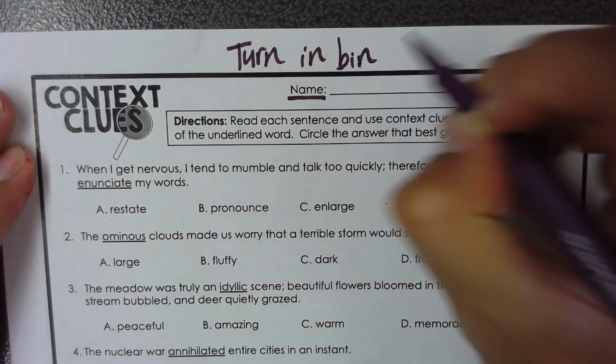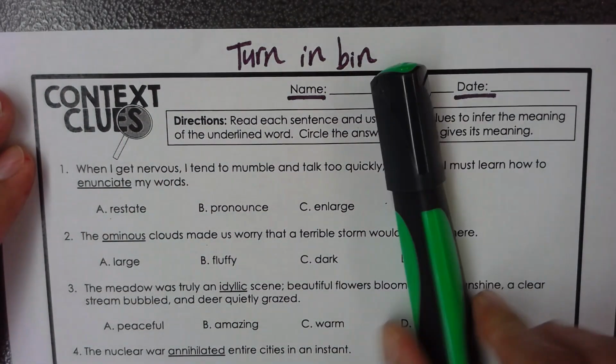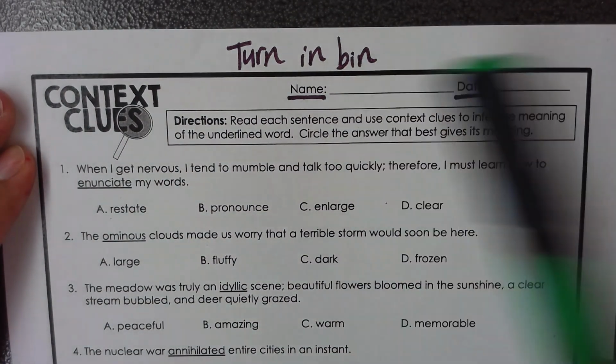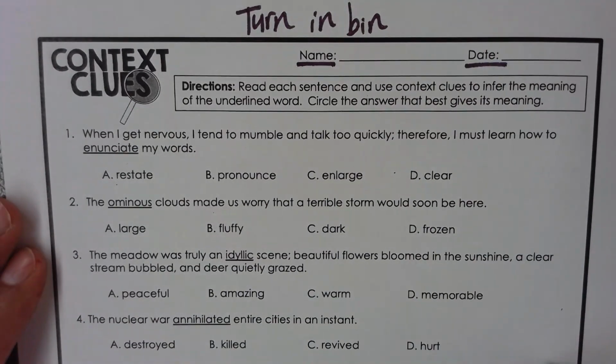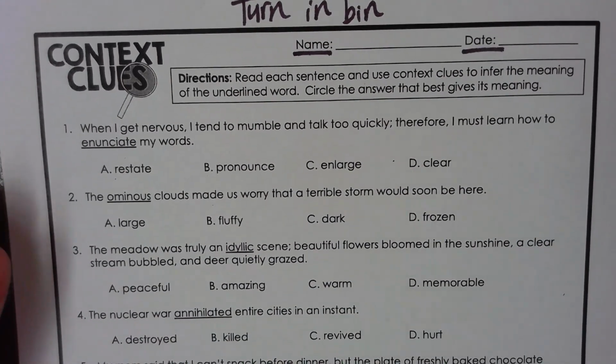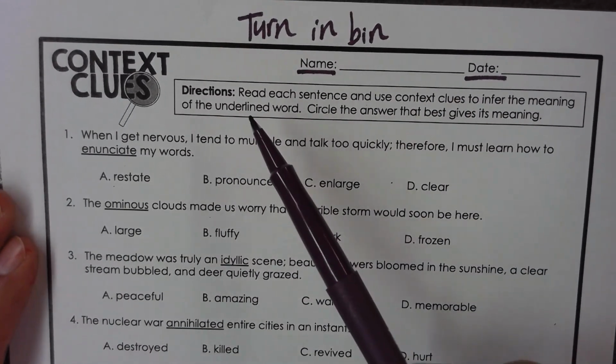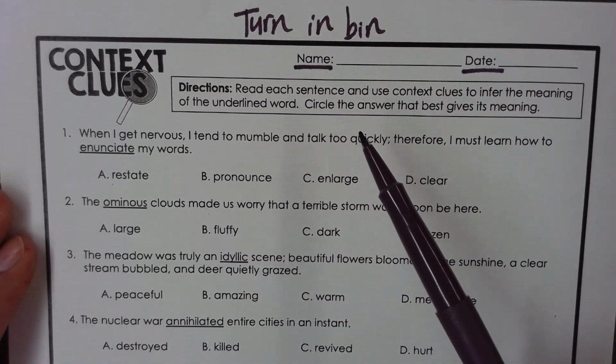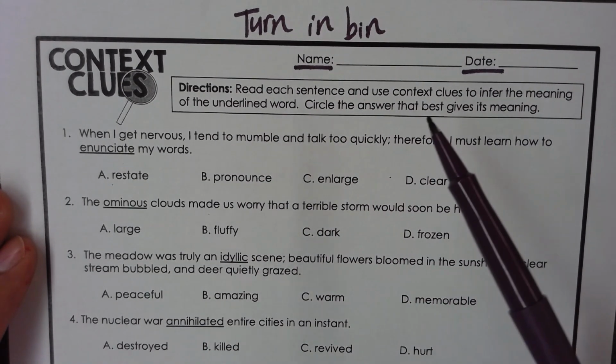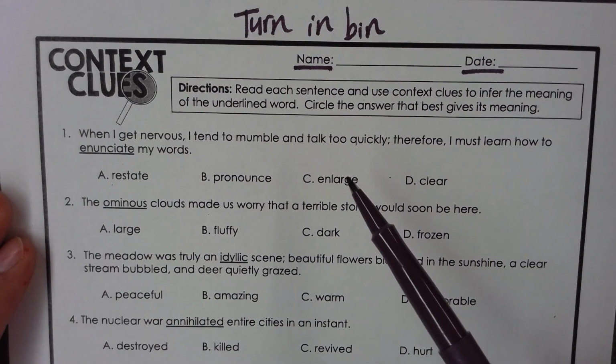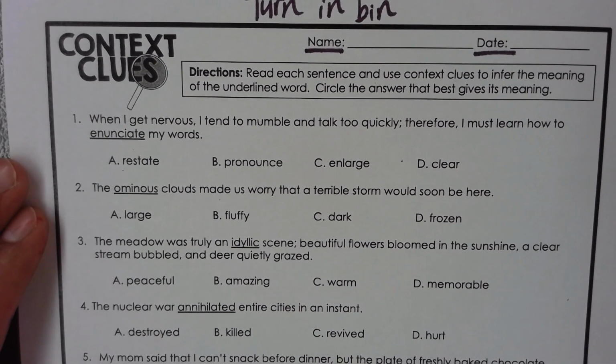What I do, you do. You need one color highlighter, your pencil, and your headphones. Please make sure that you follow along with me and that you go at your own pace. The directions state: read each sentence and use the context clues to infer the meaning of the underlined word. Circle the answer that best gives its meaning.